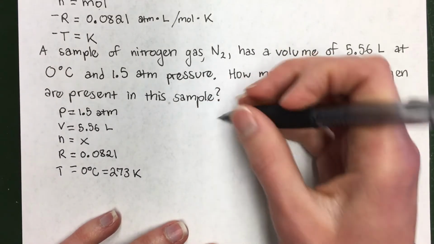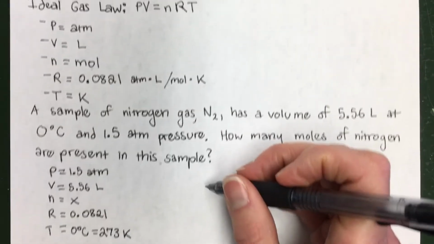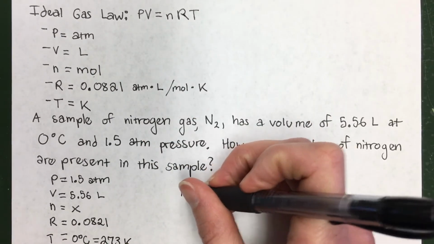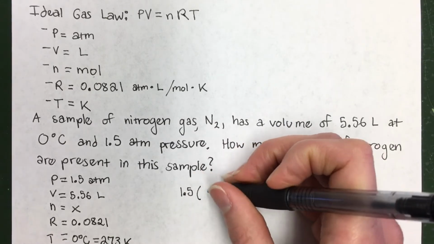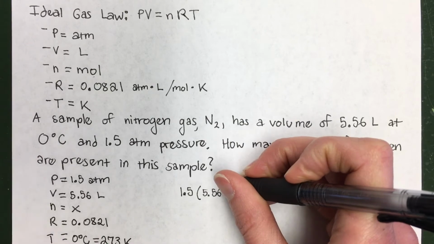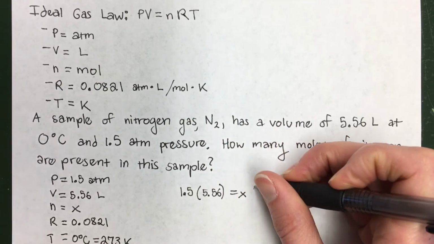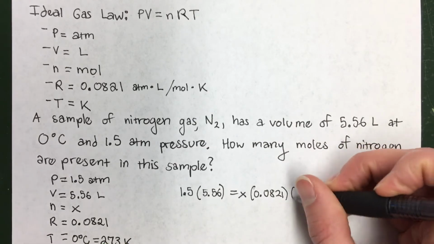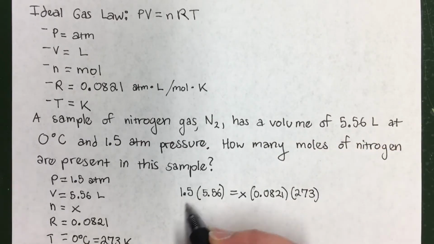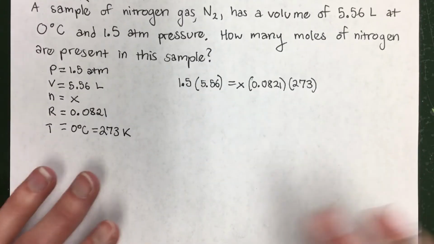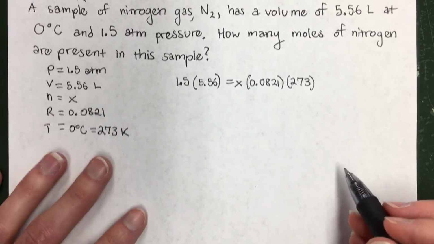I can put it into my equation, which is PV equals nRT. So my pressure is 1.5. My volume is 5.56 equals X times 0.0821, and my temperature is 273. Now if you want to, you can put all the units in here and they will all cancel out and it's all really nice. Just to make this super quick, I didn't do that.